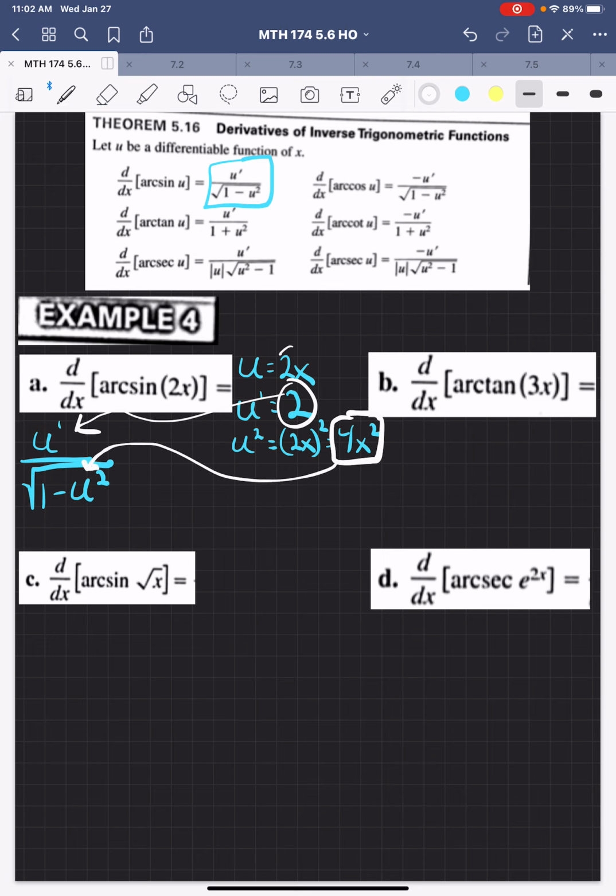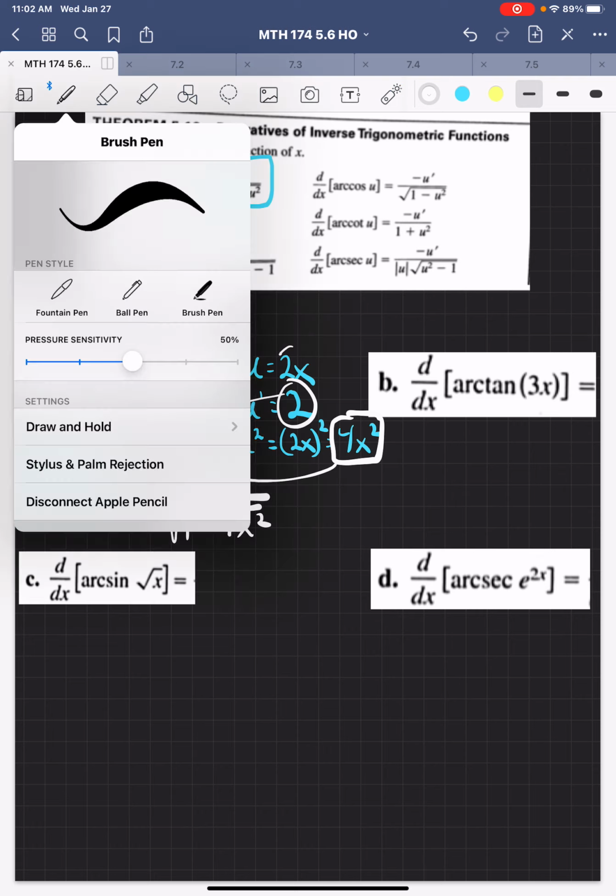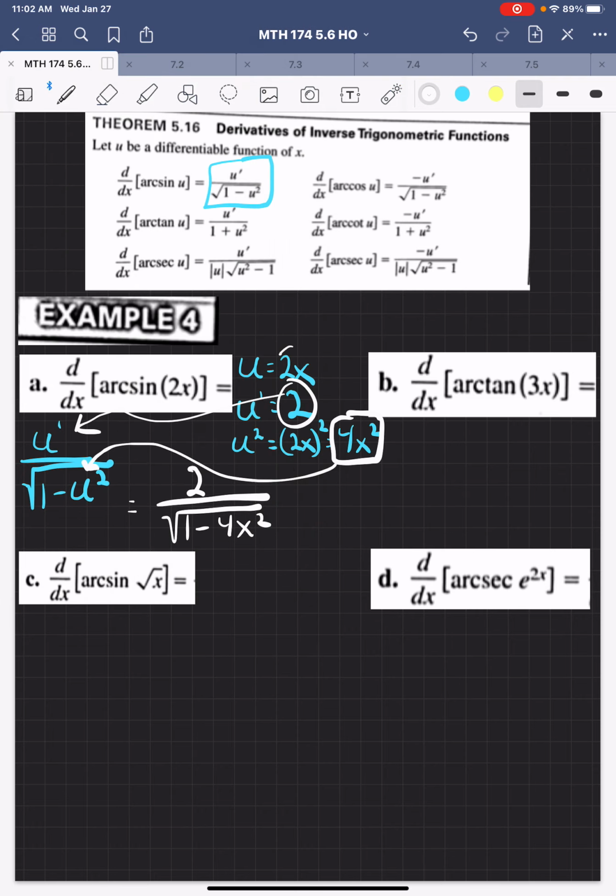This is going here. And what is the derivative of arc sine of 2x? Well, it's just simply 2 over the square root of 1 minus 4x squared, right? So fairly easy, just fairly straightforward. The only one that we're going to skip over is b, because that one's fairly straightforward as well. I will write the answer for you. So the answer to b is 3 over 1 plus 9x squared.